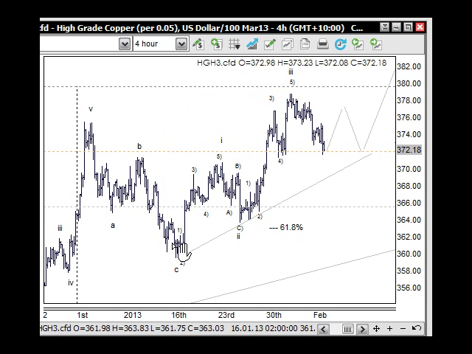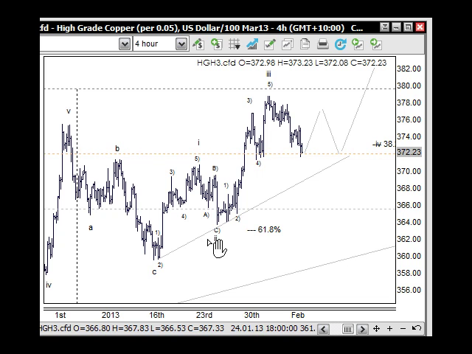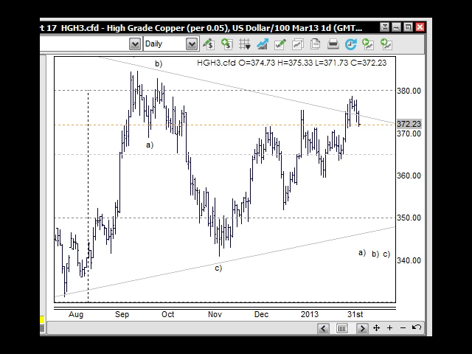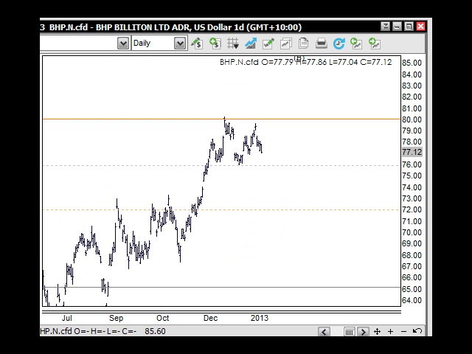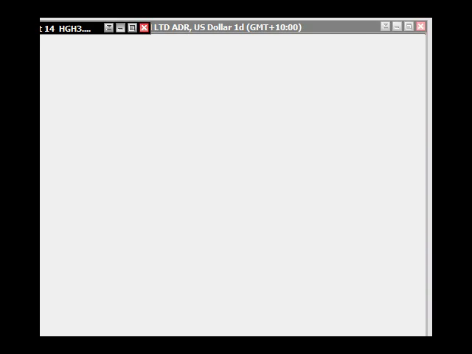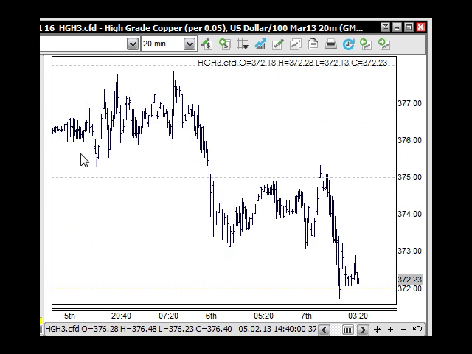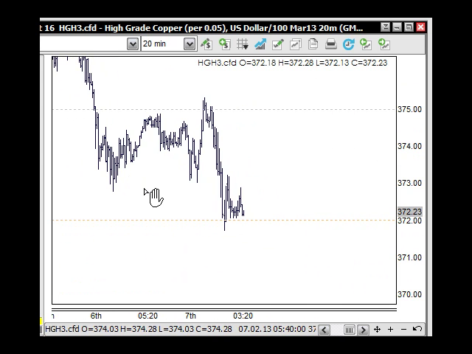So it's done what we expect it to do, to take this sort of high out through here. But we would like to see support come in for this wave 4 now and start to see some movement up through there. Just looking if we've got that on a smaller chart through here. Okay, this is what I was looking for, just a 20-minute chart.